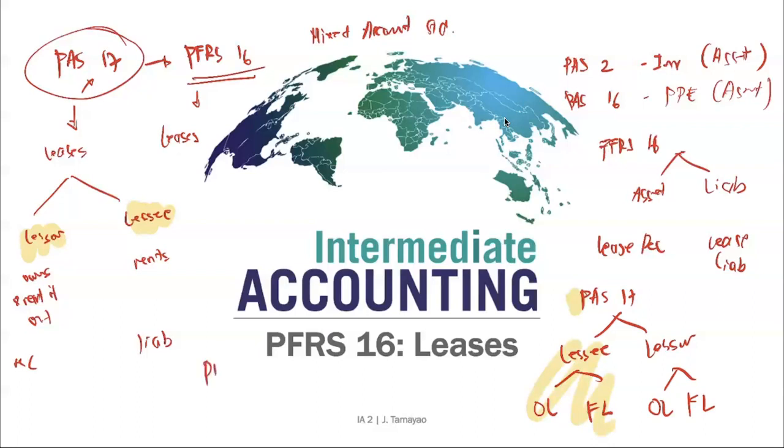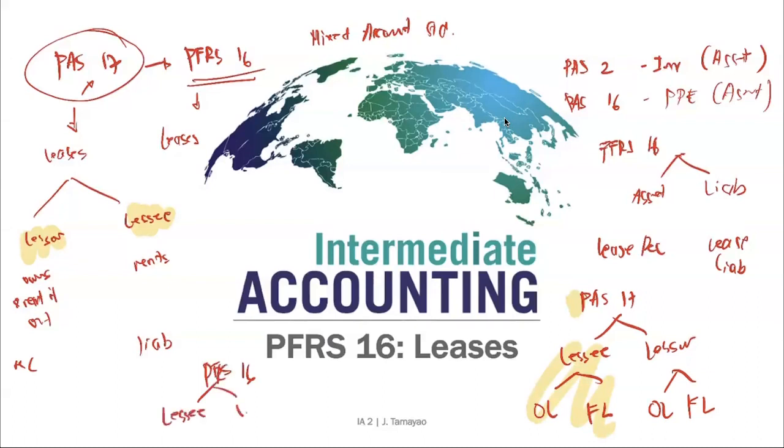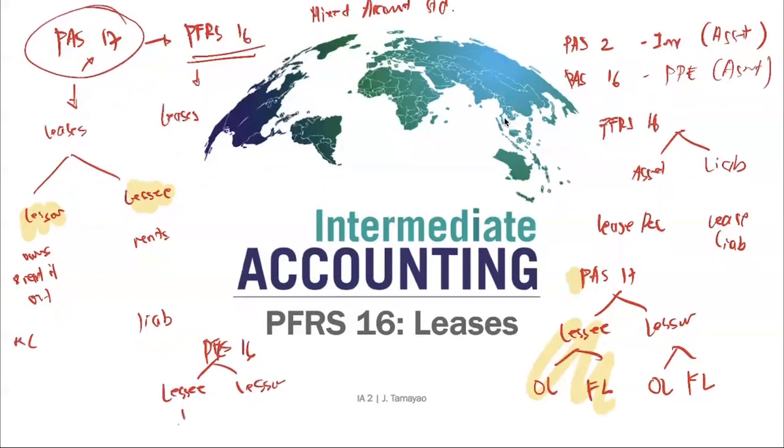However, under PFRS 16, what changed is that for the lessee, you only have a finance lease. For your lessor, you still have operating lease and finance lease. Later, we will discuss why under PFRS 16 we have only a finance lease. Since you already know the difference between PAS 17 and PFRS 16, and the reason why PFRS 16 is considered a mixed account, that we need to recognize two items in a contract of lease, that is your lease receivable and your lease liability.